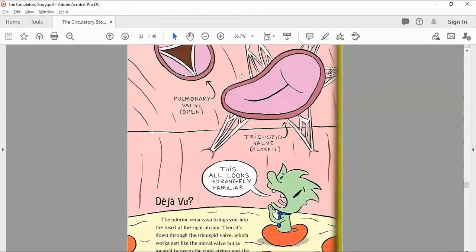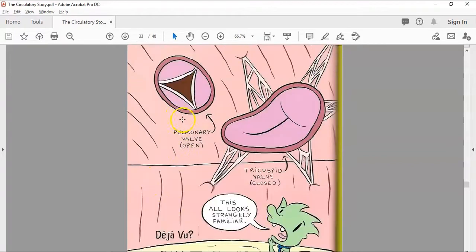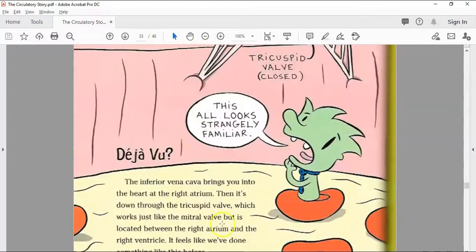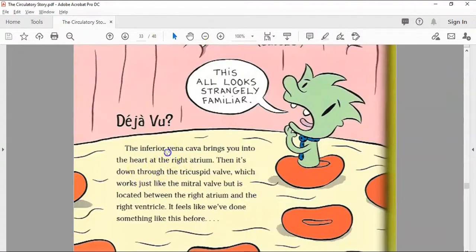Page 30, déjà vu. Look at what this is pointing to. The pulmonary valve, the tricuspid valve, and it's closed. So kind of like the valves that were open and closed. I know this section is going to be about them opening and closing. They have different names, so I know I'm in a different part of the body. The inferior vena cava brings you into the heart at the right atrium. Then it's down through the tricuspid valve, which works just like the mitral valve, but it's located between the right atrium and the right ventricle. It feels like we've done something like this before.